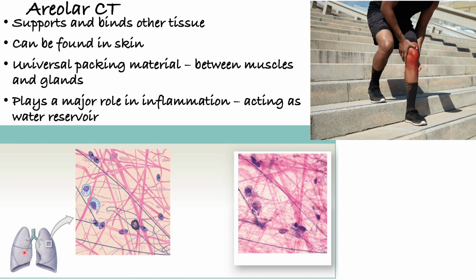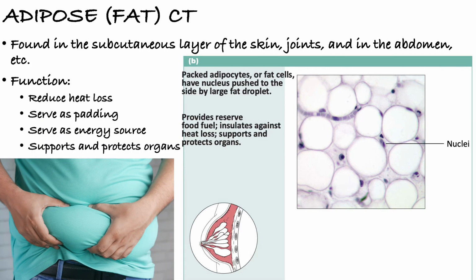We saw the case with COVID, people not being able to breathe. The purpose of your lungs is not to be filled up with fluid, but to be filled up with oxygen, the gases, with air, right? So if there's any fluid around the lungs, it just accumulates because it has a lot of areolar connective tissue. The next one is going to be the adipose or fat connective tissue.